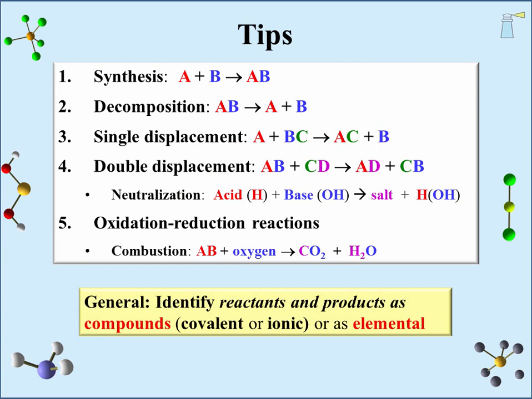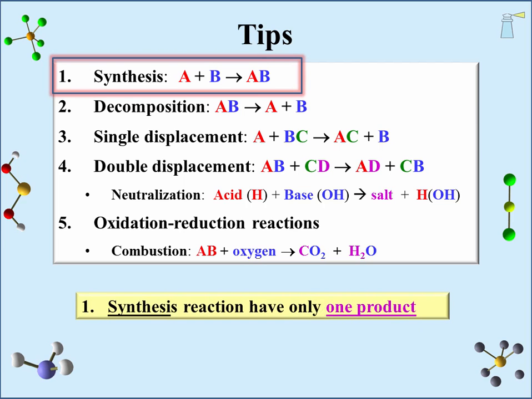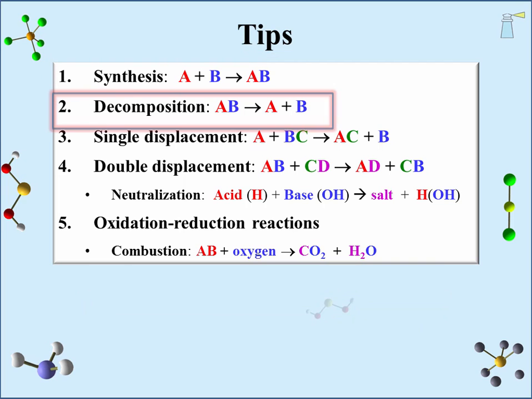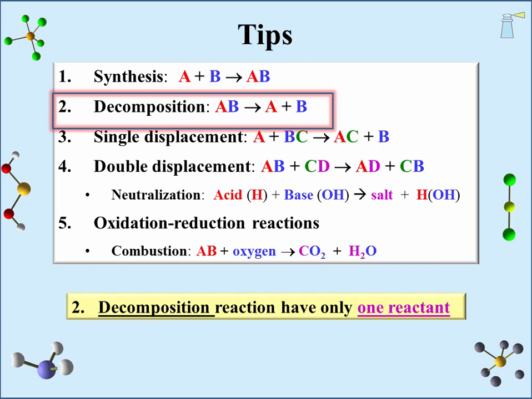The overarching tip is to identify reactants and products as either compounds, that is, covalent or ionic, or as elemental. Remember that diatomic molecules like O2 and N2 are considered elemental forms. This level of classification is exploited in the following tips. Synthesis reactions have only one product. Compare this with decomposition reactions. They have only one reactant. These two types of reactions should be relatively easy to spot.